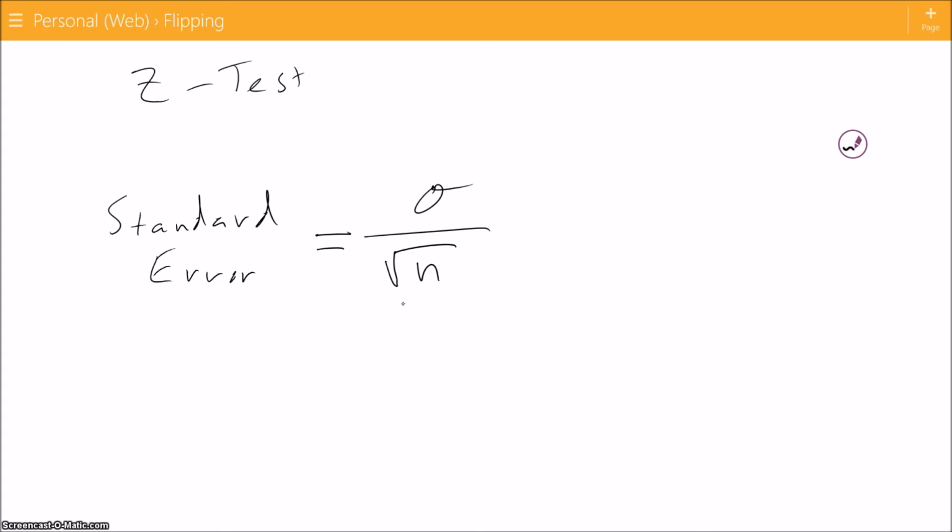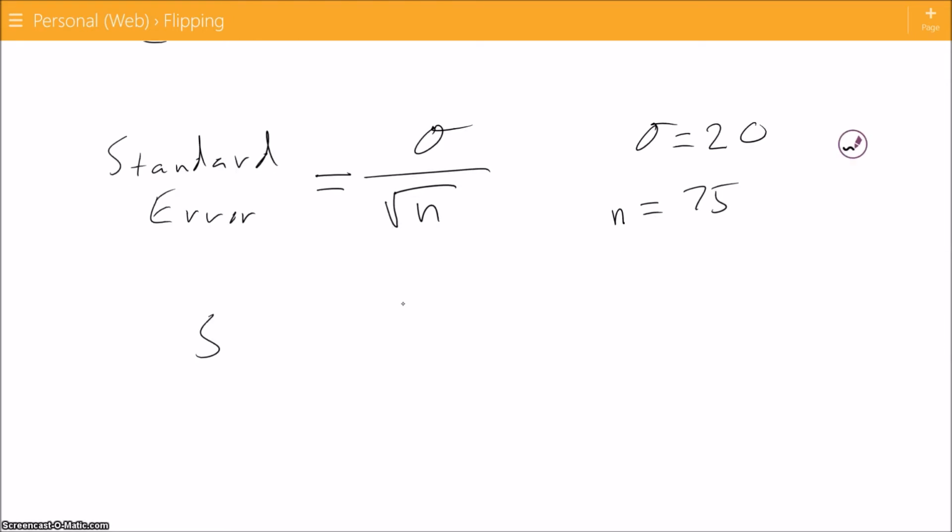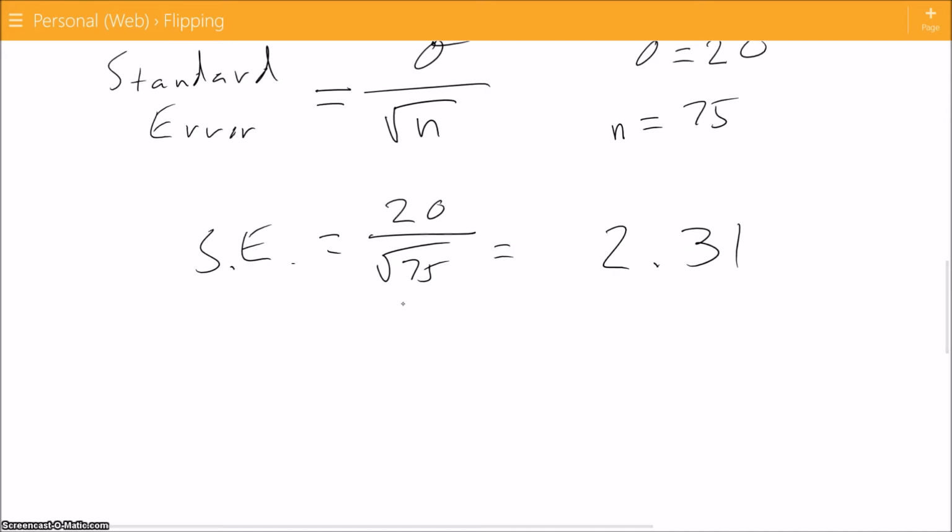So in this case, we said that sigma is 20, and we said that we had 75 students. So if I want to determine the standard error, we'll abbreviate that just as SE. That seems pretty natural right there. This would just be equal to 20 divided by the square root of 75. If you put that into your calculator, you should get 2.31. All right. So 2.31 is our standard error.